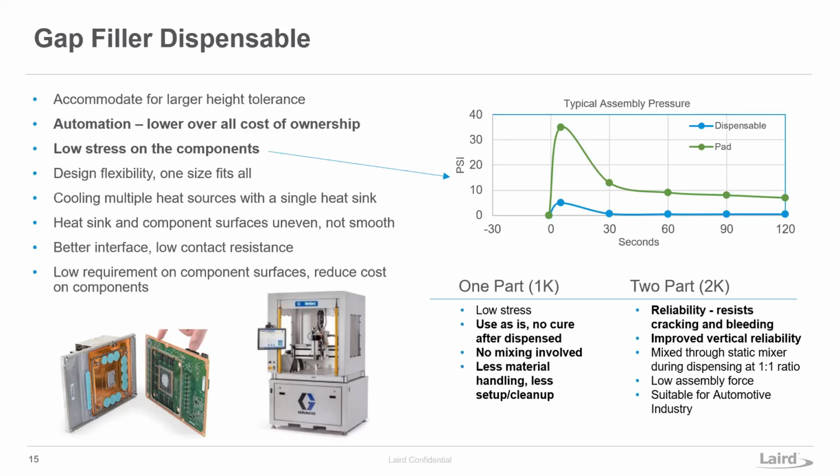Then there is the 2-part system. It requires mixing through some type of static mixer right at the head. It does need to be cured as well. But what it does provide is higher reliability than you would get from a 1-part, since it cures. Especially at higher gap thicknesses, it forms a much more reliable joint. And for the automotive market, which we've already shown requires reliability and long product lifetime, they definitely lean to 2 parts over 1 part.